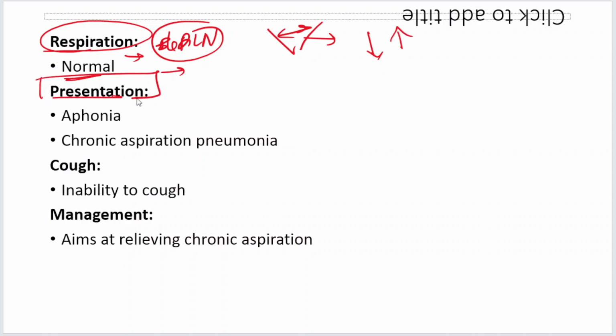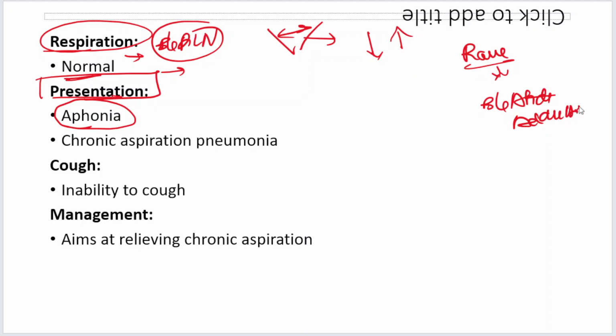So how does the patient present to you? Aphonia. Patient cannot speak. This is a rare presentation. Actually, in so many years of my private practice, I have never seen a case of bilateral adductor palsy, where both the vocal cords are not functioning. Maybe they present to the neuro, but it is very rare that they come to the ENT.